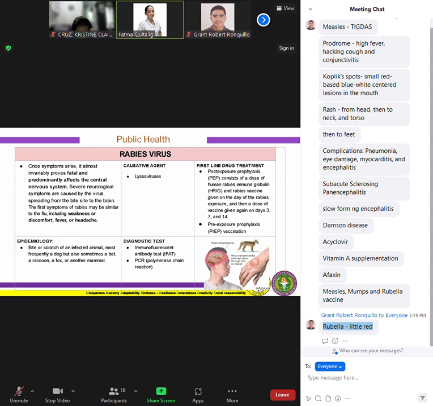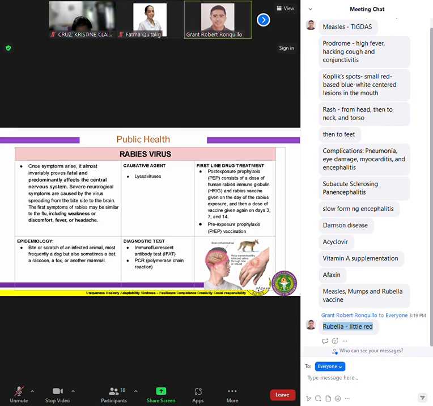Pwede natin siya bigyan ng, after ng vaccination, kaya nagka-rabies ka na, bigyan natin siya ng post-exposure prophylaxis na nagko-consist ng dose of human rabies immune globulin. And yung rabies vaccine is given on the day of the rabies exposure, and then a dose of vaccine given again on 3 days, 7 and 14. So, ayun lang po. Okay.